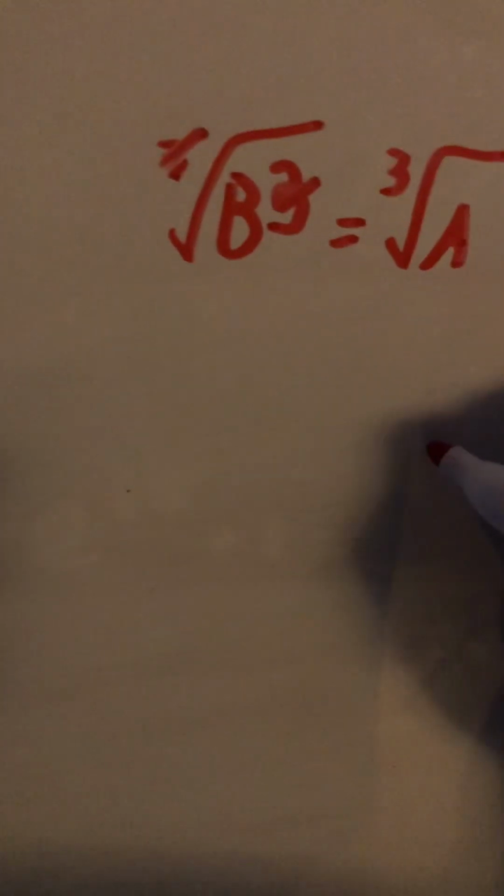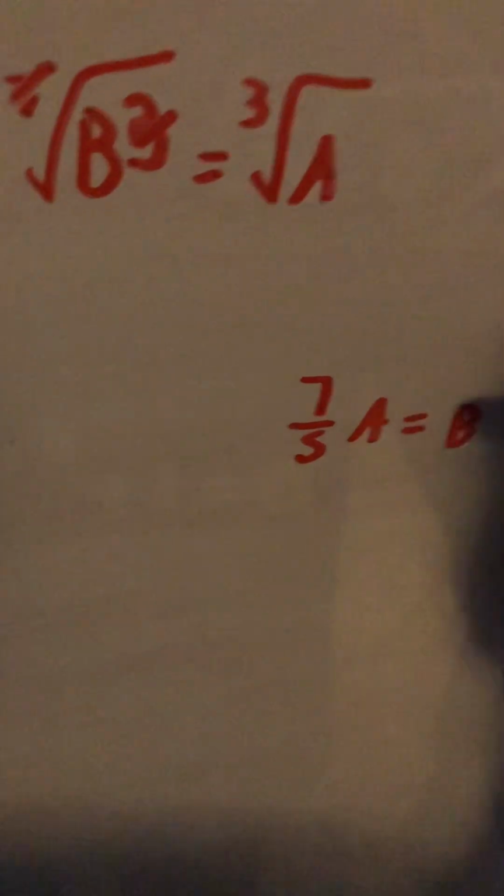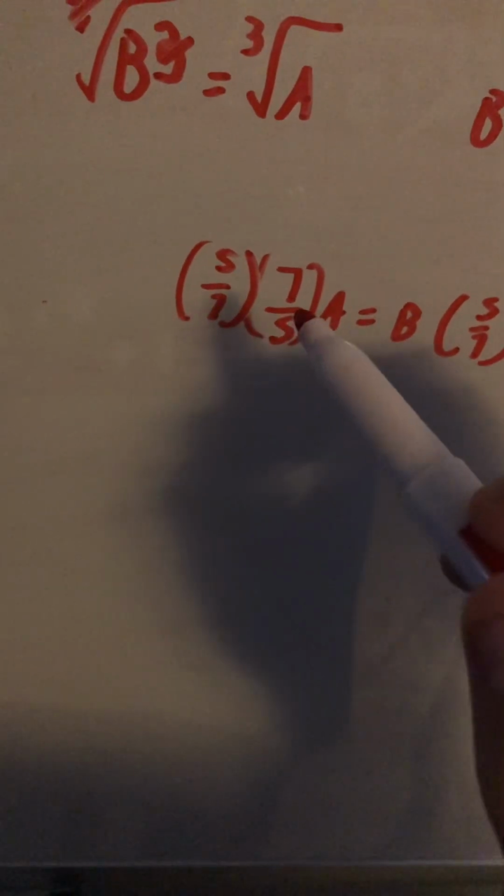If you have a problem with a fraction, let's say 7 over 5 a is equal to b, and you want to solve for a. When you have a fraction like this, you want to multiply each side by the reciprocal of that fraction. If it's 7 over 5, the reciprocal is 5 over 7. You multiply each side by 5 over 7. Therefore, the 5 over 7 times the 7 over 5 cancel out, so you get a is equal to 5 over 7 b.